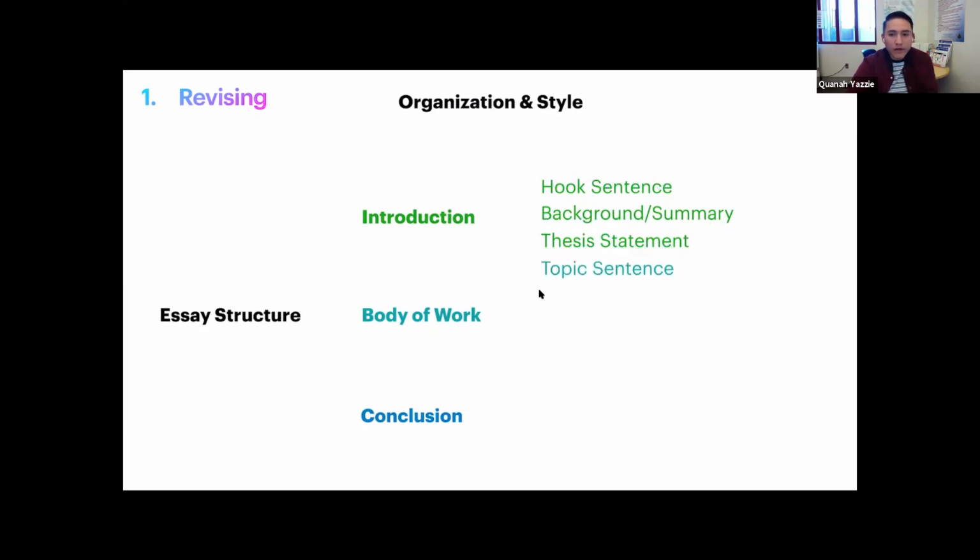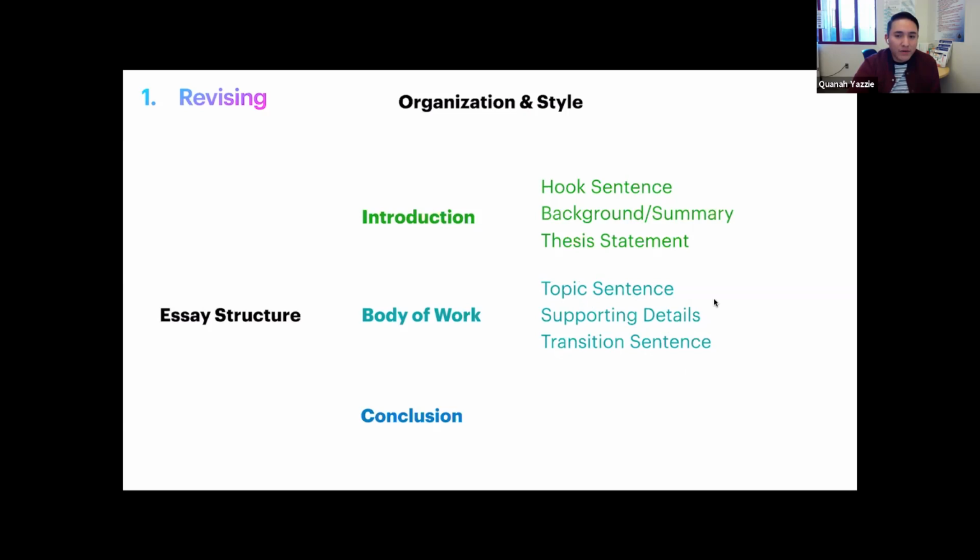And within the body of work, we have to separate our paragraphs into these three things here. Our body of work can be as many paragraphs as we want, as long as it's related to this thesis statement up here. So this is the structure of one paragraph. You have your topic sentence, which directly relates to the thesis statement. We have supporting details that relate to the thesis statement and the topic sentence. And then we have a transition sentence that transitions into the next paragraph.